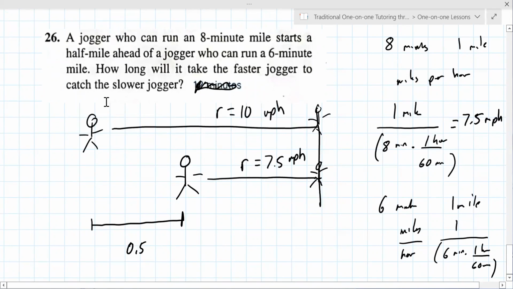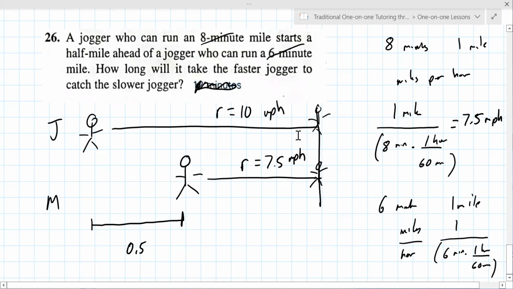We've talked about distance and we've talked about rate. We've not talked about time. What do you know about time in this problem, if anything? We know that one person runs an 8-minute mile and one person runs a 6-minute mile. We've already accounted for those rates. So again, the scenario is you're here and I'm here, half a mile ahead of you. Later on, we're both at the same place.